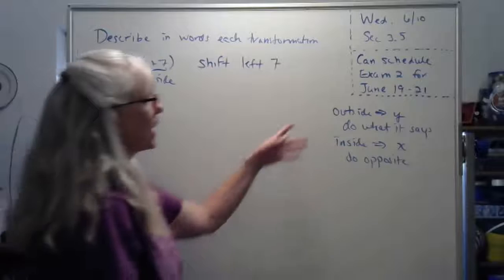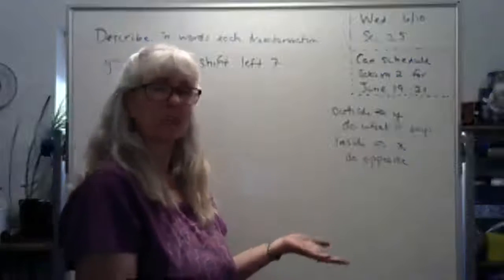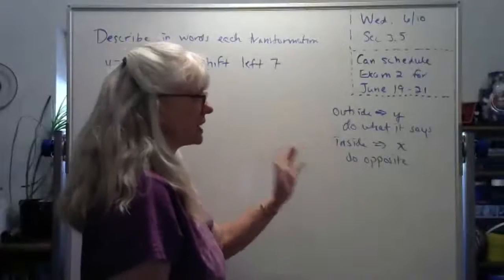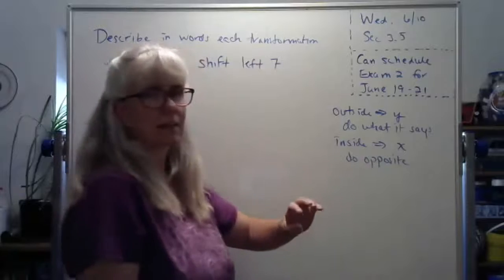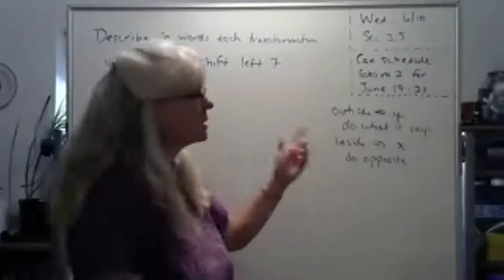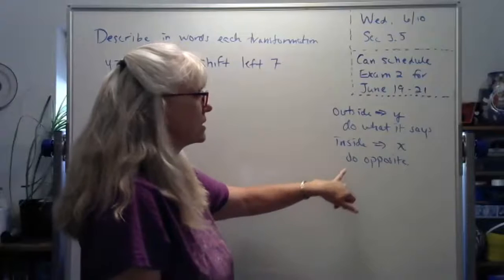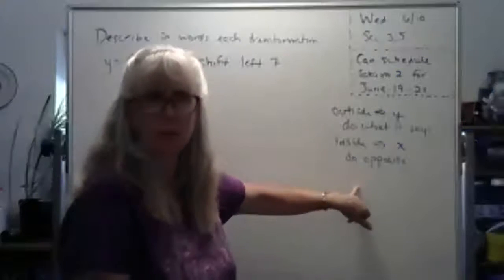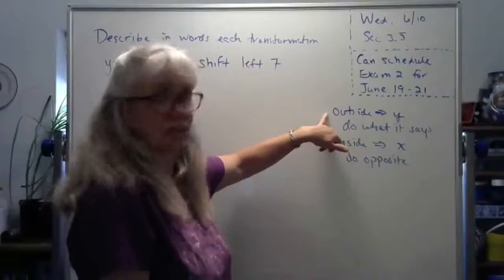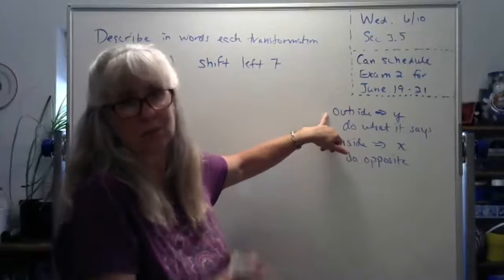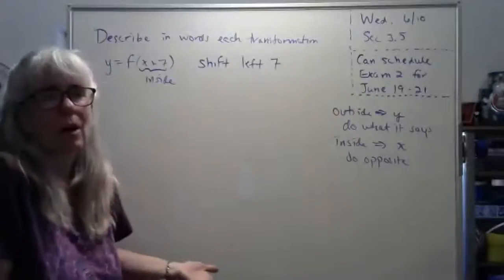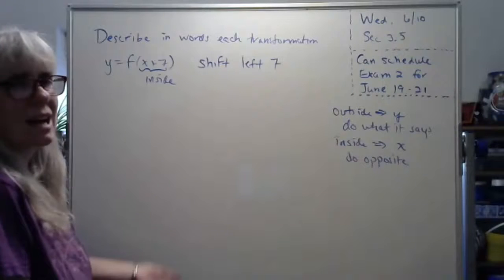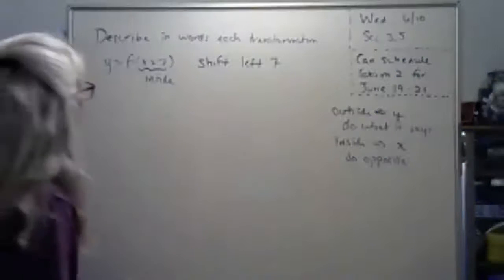I've never come up with a good analogy that everybody seems to like, but one of the analogies that I tend to use in class is it's kind of like my 15-year-old, a teenager. If he's inside the house, he does exactly the opposite of what I tell him to do. If he's outside the house with his friends, he does exactly what they tell him to do. I don't know if that works or not, but that's it. So if you're inside, you do the opposite. If you're outside, you do what it says.